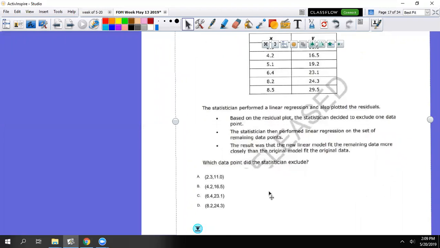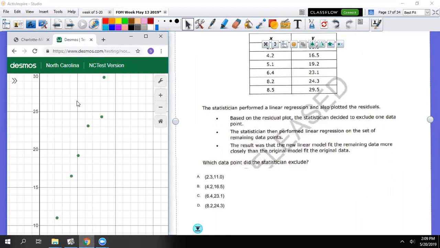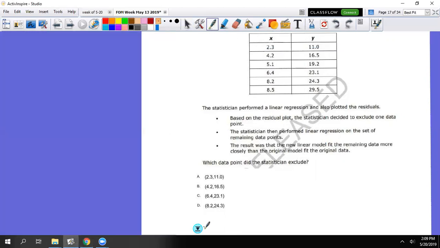So if we're sliding our mouse around our Desmos, we notice that the only point that wouldn't fall on our imaginary diagonal line would be this point. So we're going to click on it, boom, that would be our answer, 8.2, 24.3. So we would simply highlight, circle, key in that answer. Okay.